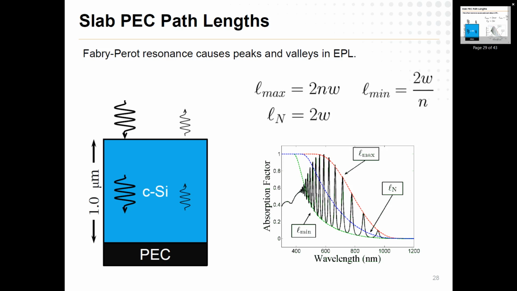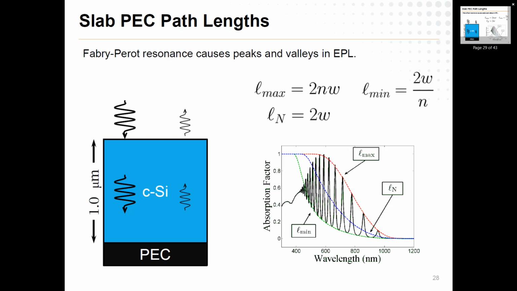When you calculate that, you get 2 times the index of refraction times the thickness. So silicon has an index of refraction of something like 3.5. Yeah, 3.5, is that right? 3.4. So the equivalent path length in a Fabry-Perot resonator would be 2 times 3.5 times 1 micron, which is 7.